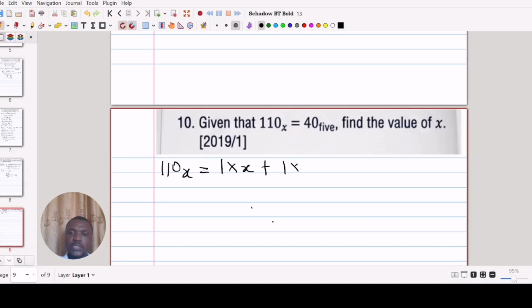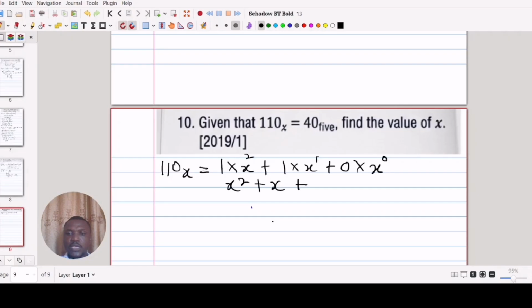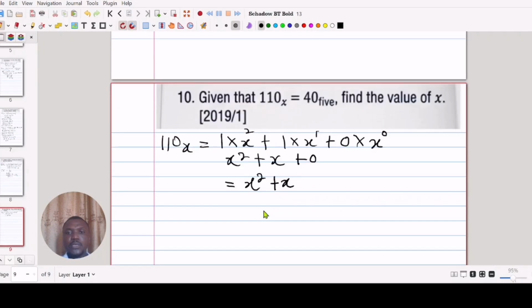Use the number 1 times x, 1 times x, 0 times x. Go to the last, start with 0, 1, 2. So 1 times x squared, that will be x squared. 1 times x to the power 1, that will be x. And anything raised to the power 0 is 1, so 0 times 1 will give you 0. x squared plus x. Can you see it? x squared plus x.